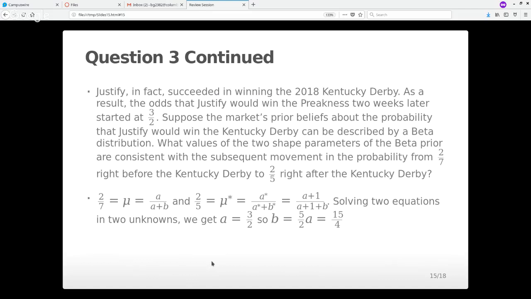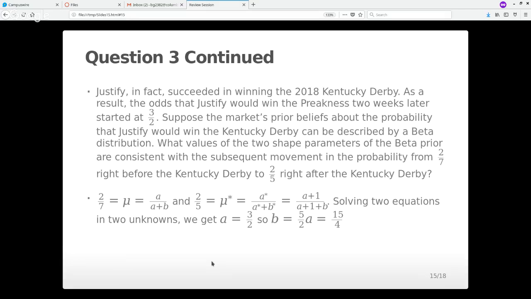So in this case, we have one success, Justify the horse won the Kentucky Derby, and no failures. So the second shape parameter stays the same. The first shape parameter goes from whatever it was to one more. Also, we know under a beta distribution that the expectation is equal to the first shape parameter divided by the sum of the shape parameters, A plus B.